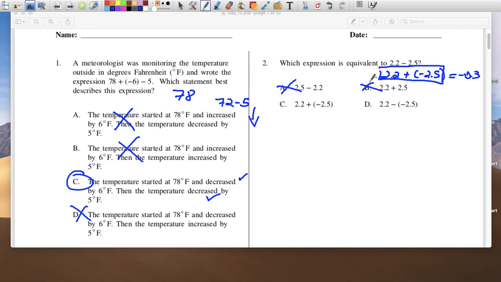Look what I had written before, right? So if you change the subtraction problem to an addition problem, the first addend stays. We change the subtraction to addition, and then we change 2.5 here to its opposite. We add the inverse, which is -2.5. So the answer is C.